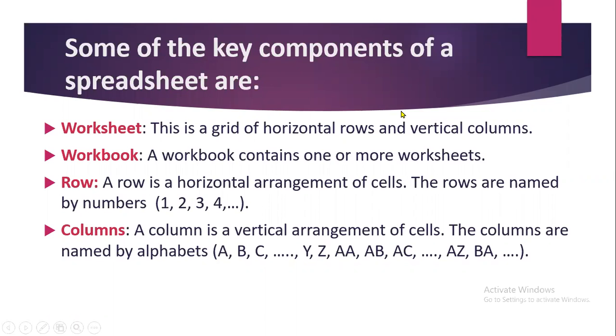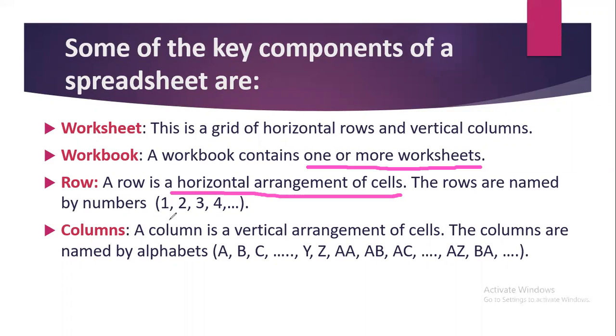First is a worksheet. What is a worksheet? A worksheet is a grid of horizontal rows and vertical columns. Fine. So what is a workbook? A workbook contains one or more worksheets. Fine. A row is a horizontal arrangement of cells.